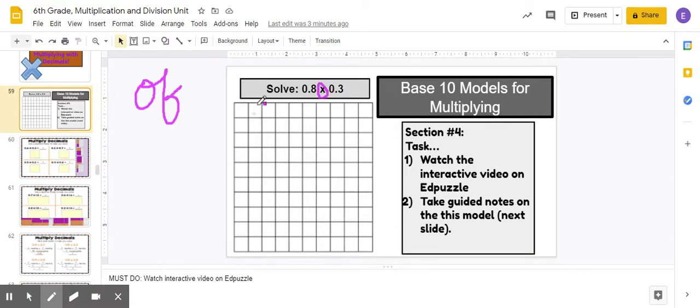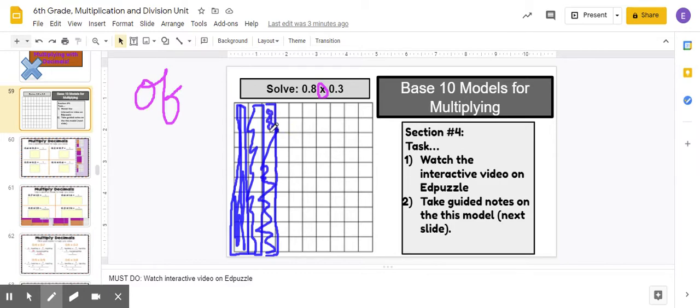Okay, so to do that, we want to find 8 tenths of 3 tenths. So first, that means we need to find 3 tenths. I'm going to use this visual here, and I'm going to shade in 3 tenths. This is a hundreds grid. So one row is 10, and then this row is another 10, and then this row is another 10. So in total, we have here 3 tenths.